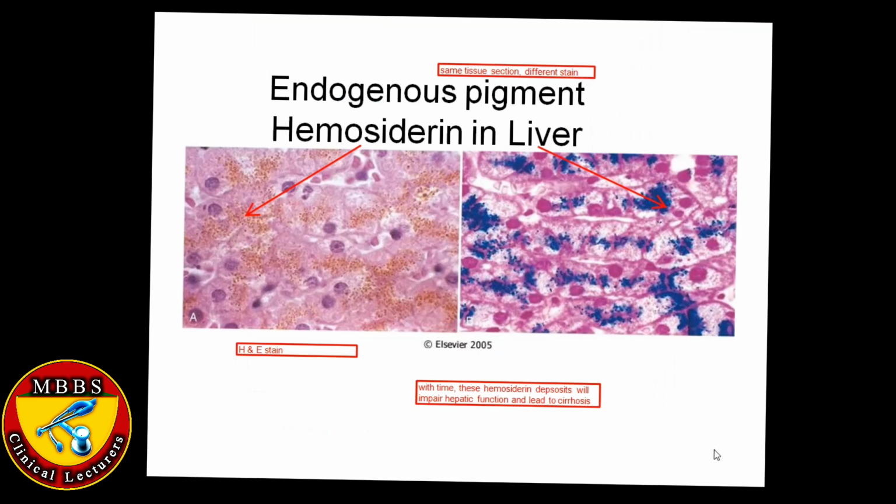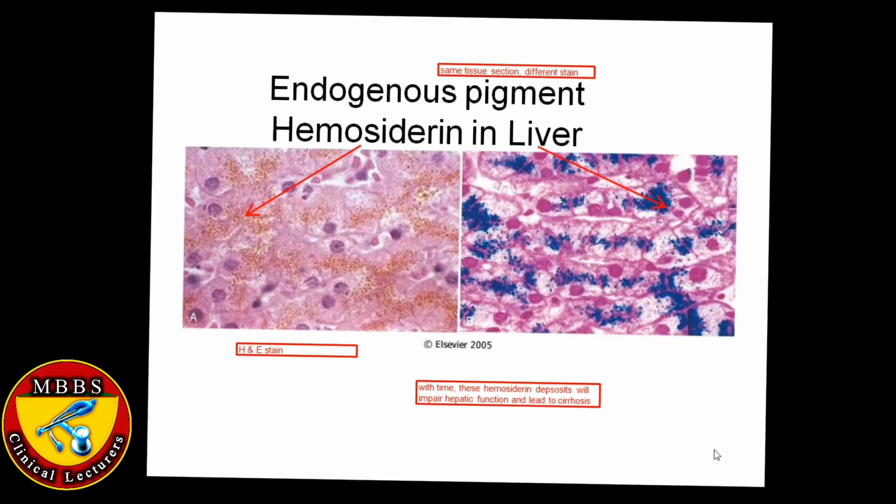This is endogenous pigment in the liver where you are seeing iron. It is the same tissue section with different stains. So these two slides have the same tissue but different stains. With time, these hemosiderosis deposits will impair hepatic function and lead to cirrhosis.